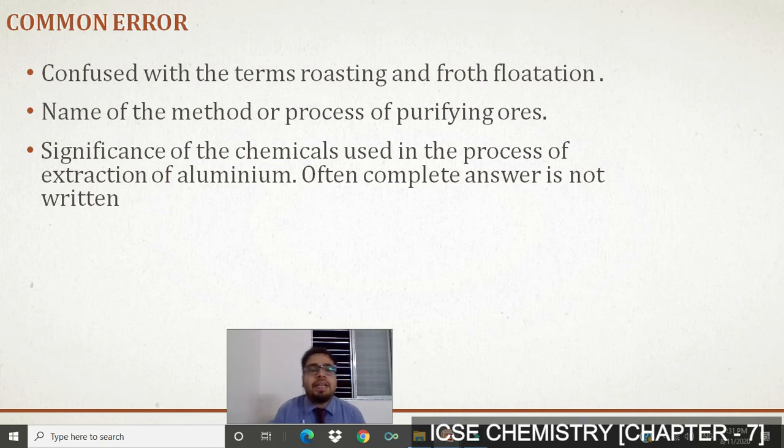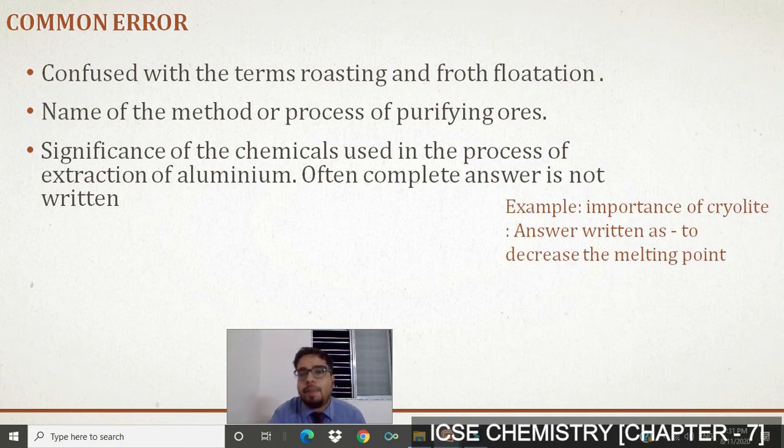Then the significance of the chemicals used in the process of extraction of aluminium, often a complete answer is not written. What I am saying is, like I said, cryolite, fluorospar, the importance of cryolite, fluorospar. Then coke powder, why are they important, why are they used during the extraction of aluminium, okay. So you all often fail to write it completely, so you have to be very careful regarding this, okay.